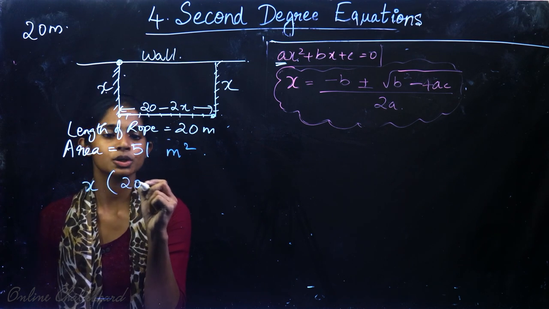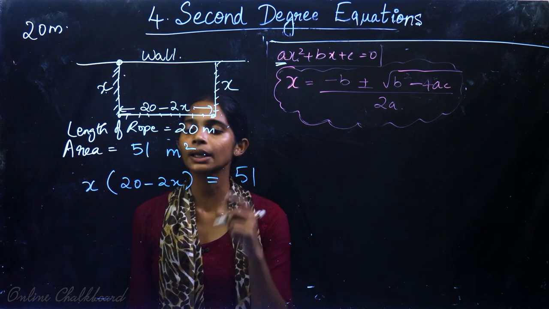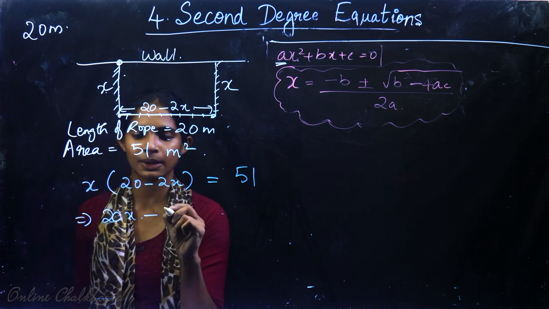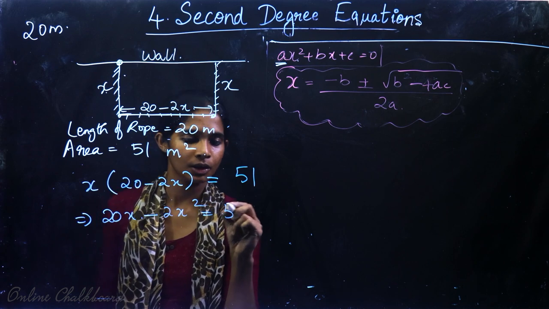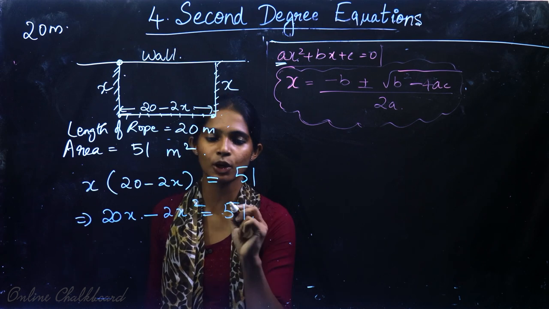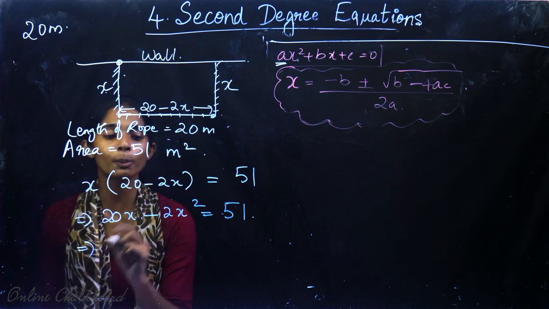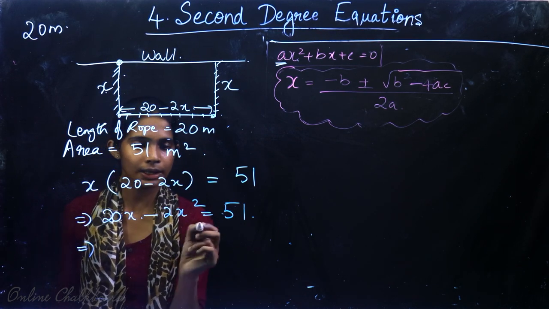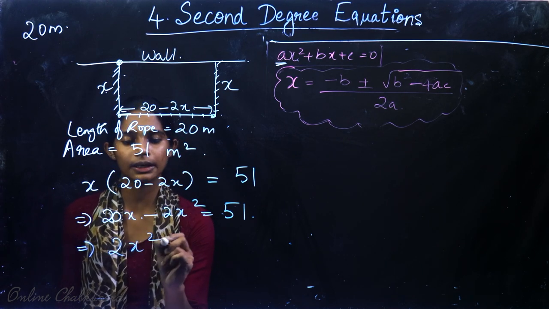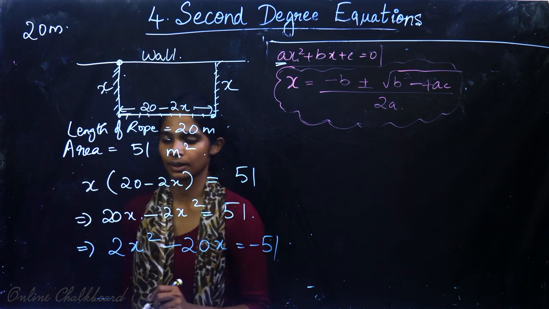Okay, now we are going to see the conditions. X into 20 minus 2x should be equal to 50, no, 51. Solve this equation. So again, as we did earlier, we open the bracket. So 20x minus 2x square is equal to 51 is what we get here. Now here we should not divide by 2 as we did earlier, because one term is 51, and we cannot divide 51 by 2. So here we have to use the formula to find the value of x. So I am going to rewrite it: I can rewrite this as 2x square minus 20x is equal to minus 51.